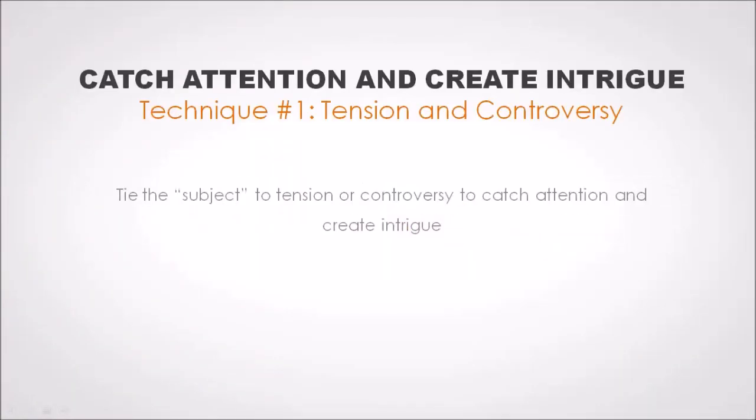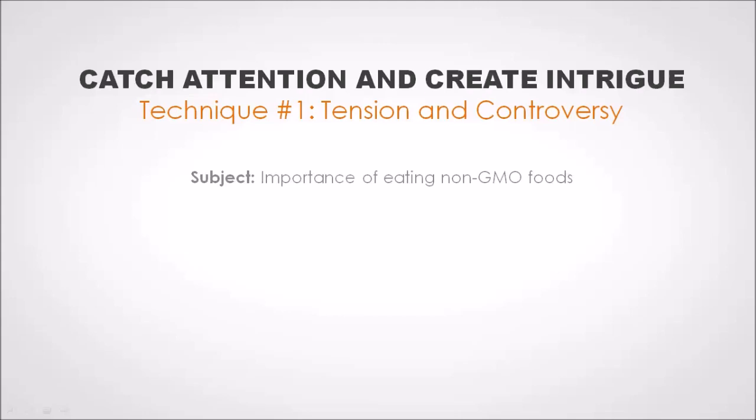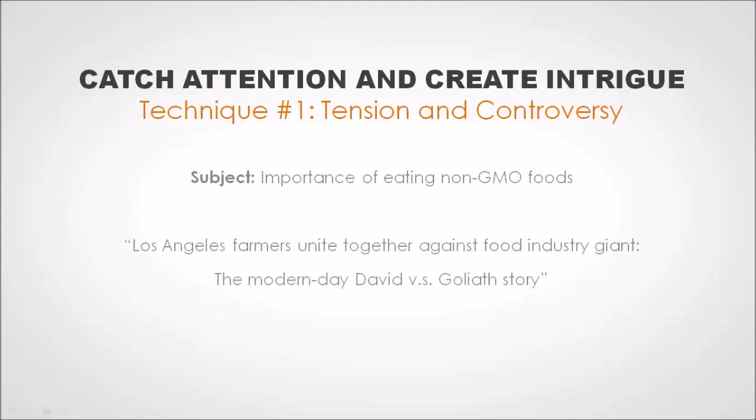So in this case, you want to tie the subject that you're talking about to tension or controversy to catch your audience's attention. Let's take the example of a topic talking about the importance of eating non-genetically modified foods. You can say something like this: Los Angeles farmers unite together against food industry giant, the modern day David versus Goliath story. So you would talk about this incident and tie it to the importance of eating non-GMO foods.